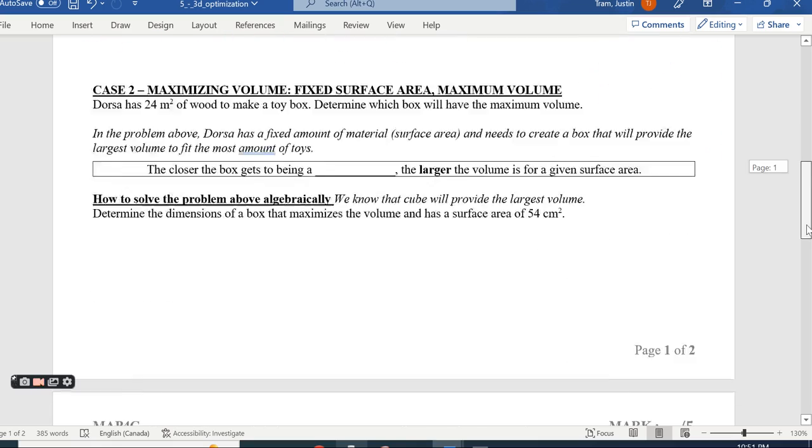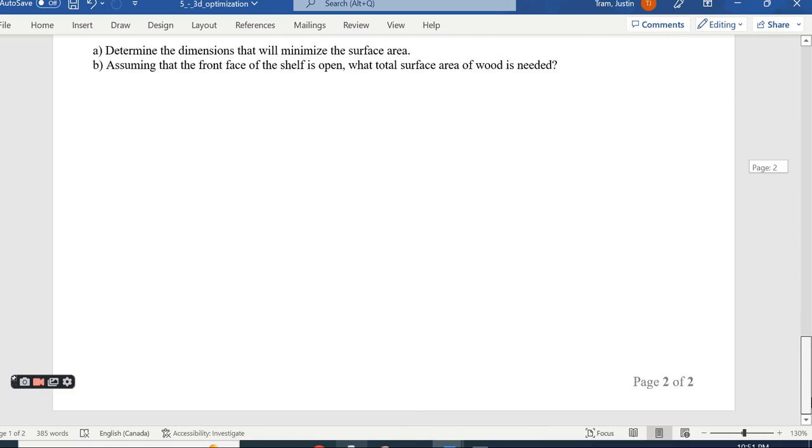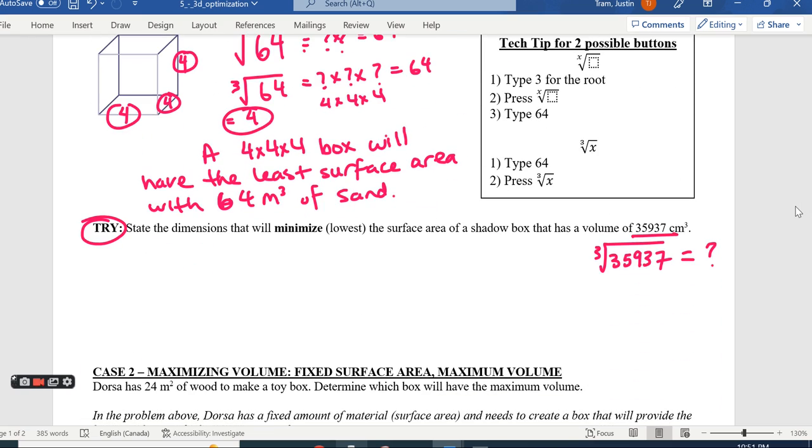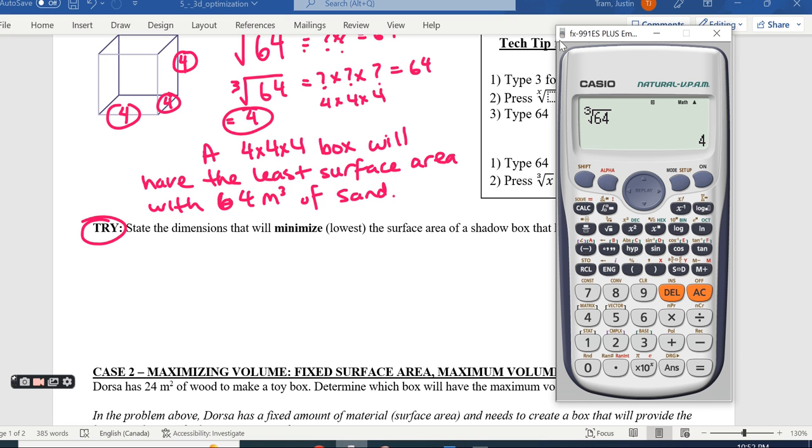Hold on. Actually, you know what? I'll do that example for you as well. Okay, so the cube root of that, so we're looking, state the dimensions that will minimize the surface area of a shadow box that has a volume of that.